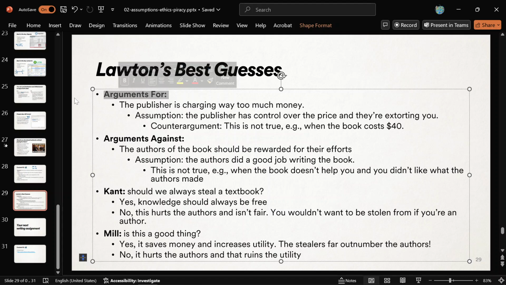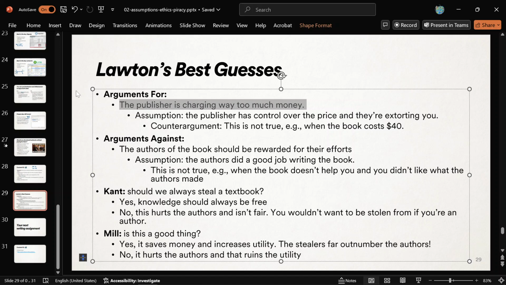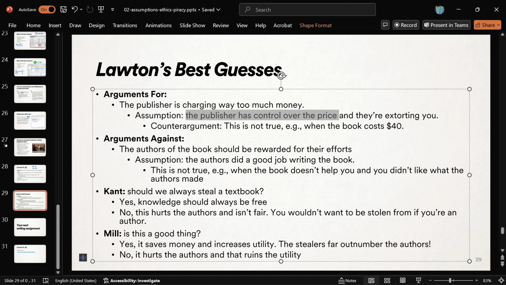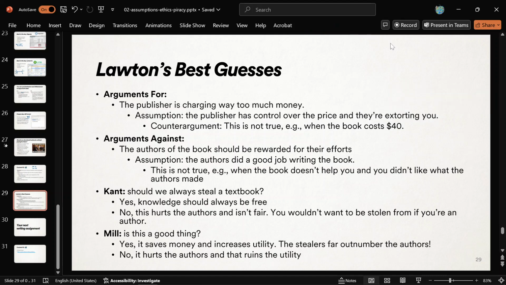So a good argument for stealing textbooks is that the publisher of that textbook is charging way too much money. There's no universe in which it should be $200 for some words, right? So that's an argument for stealing. And then there's an assumption implicitly in that argument, right? At least one assumption is that the publisher of the textbook is actually in control over that price, right? The assumption is that they are extorting us because it shouldn't cost that much for the textbook. But maybe that's an incorrect assumption, right?